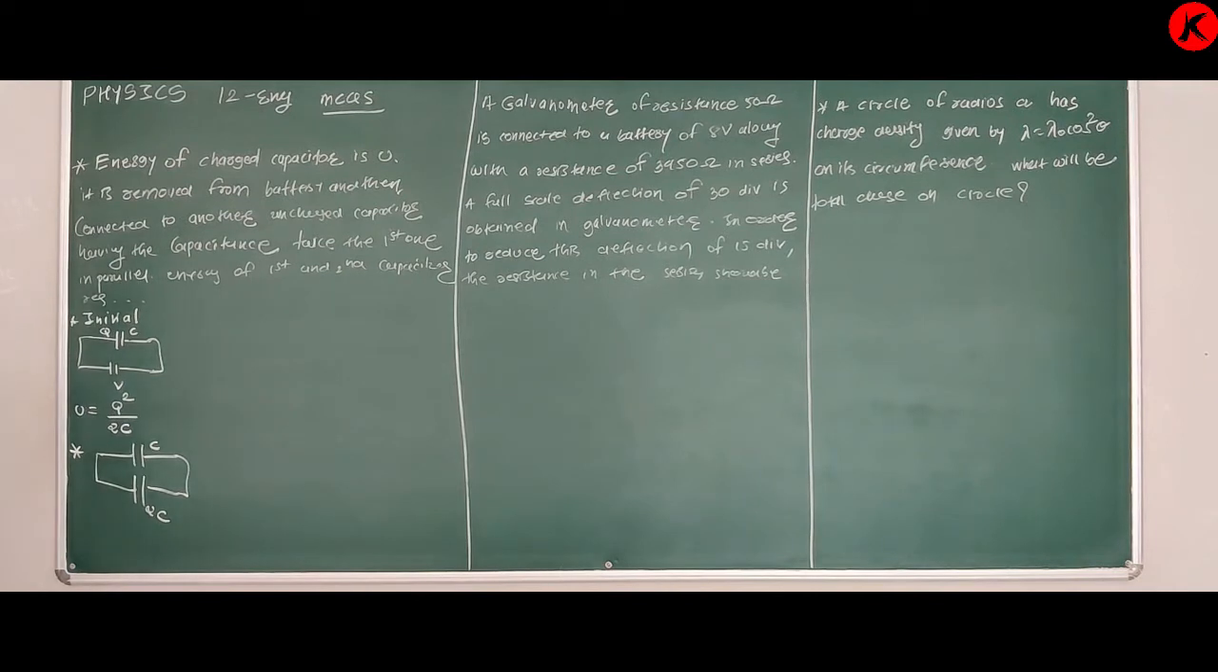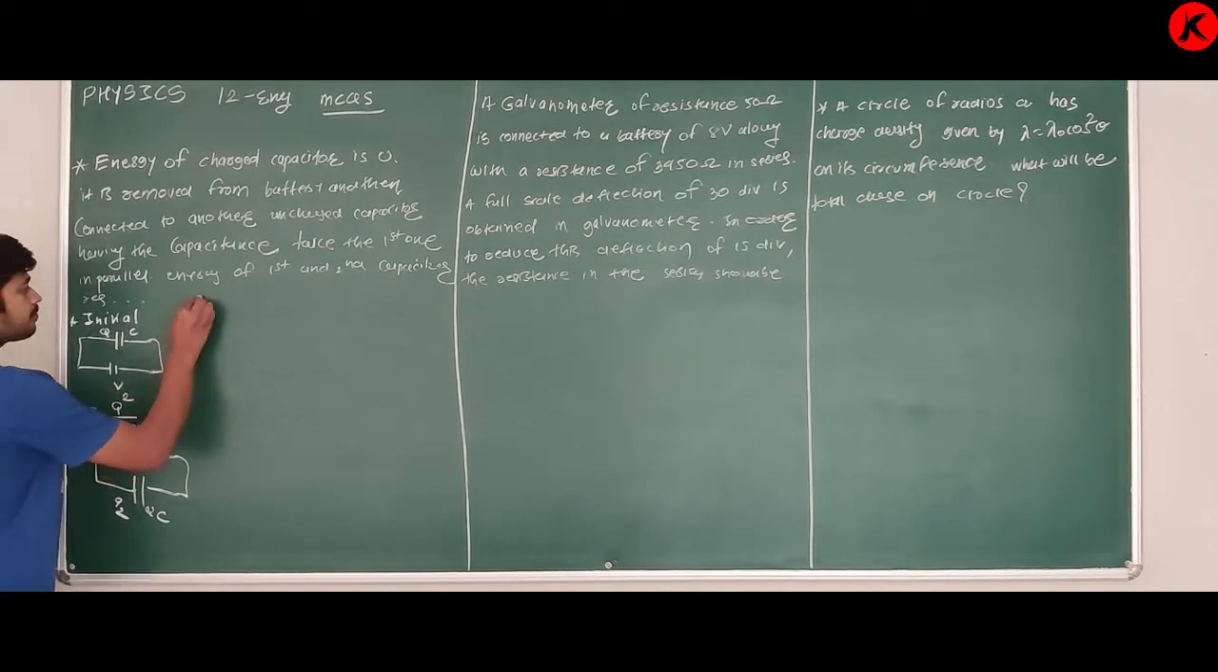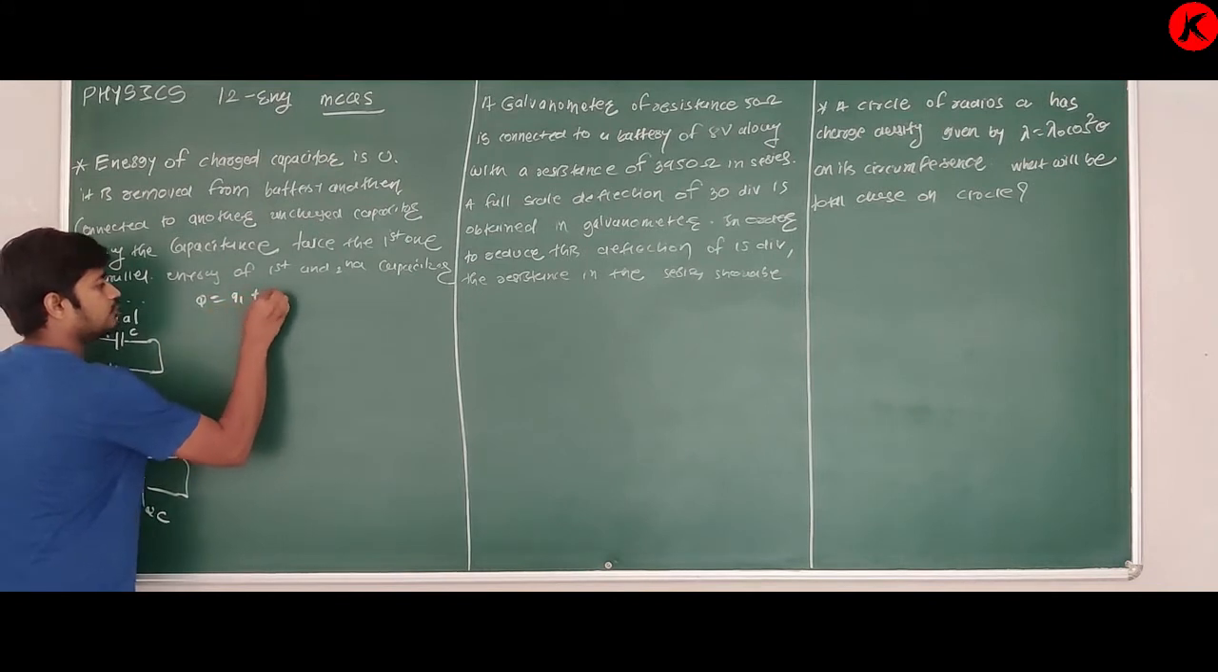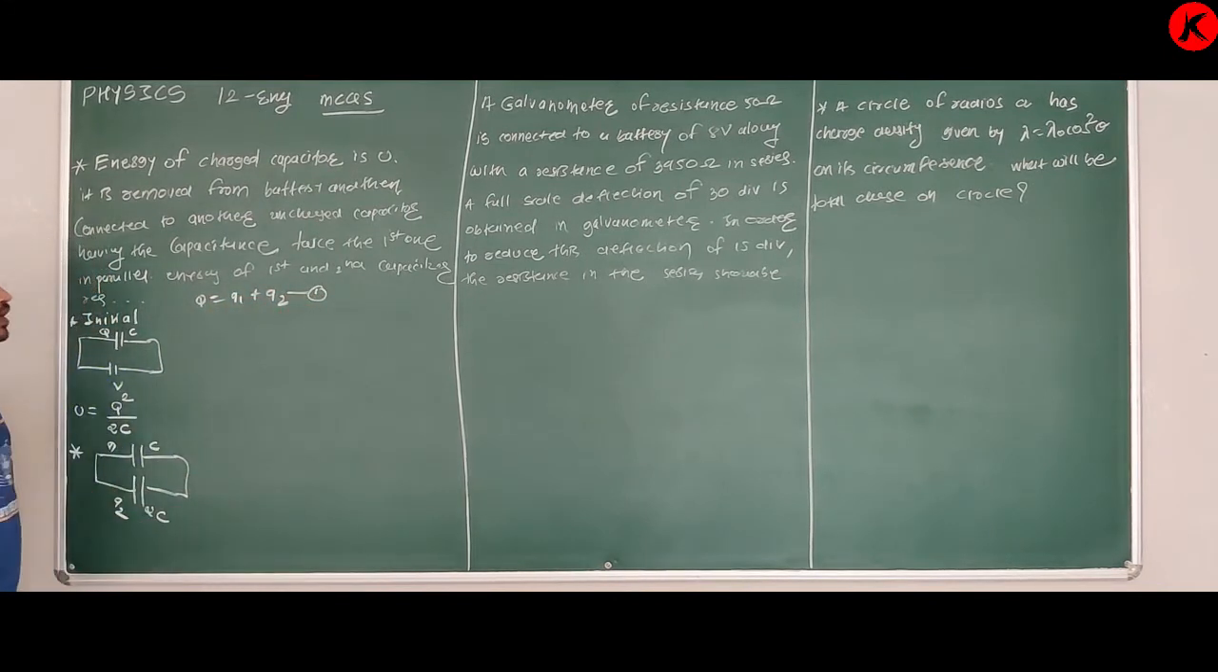Assume that when the potential becomes the same, the charge on the first capacitor is Q1 and on the second capacitor is Q2. If I can find the charge on each capacitor, I can easily find the energy. For that you have to use the law of conservation of charge: total initial charge is equal to total final charge, that is Q is equal to Q1 plus Q2, equation number 1.